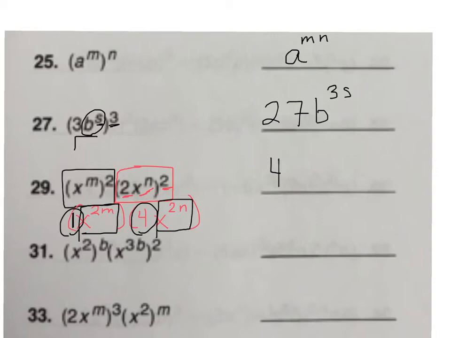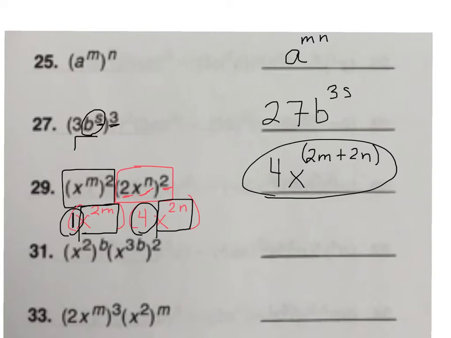Now, when you multiply things that have like bases, you do what with their exponents? Add. So this is going to be x, and you can't add 2m plus 2n and get an output, but you can just say 2m plus 2n. And so this is your answer right here. And you could even put parentheses around the 2m plus 2n if you felt like it, but you don't have to. Just so that they understand that that's the exponent.